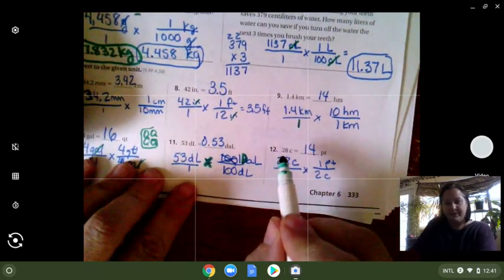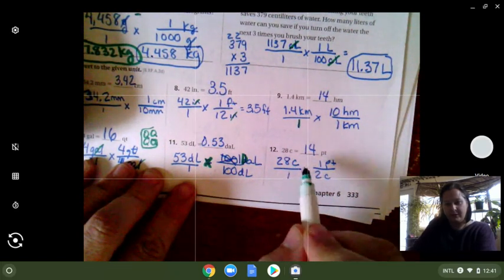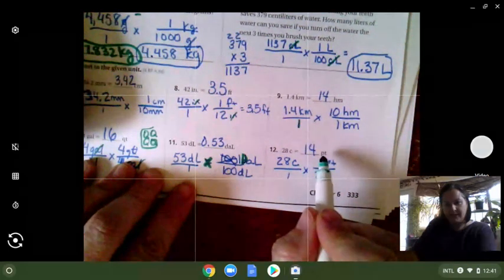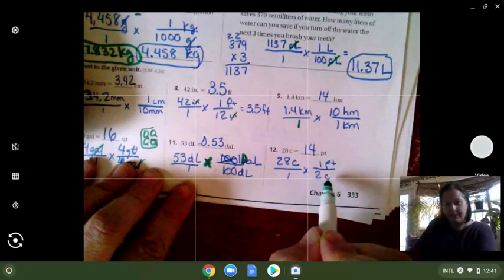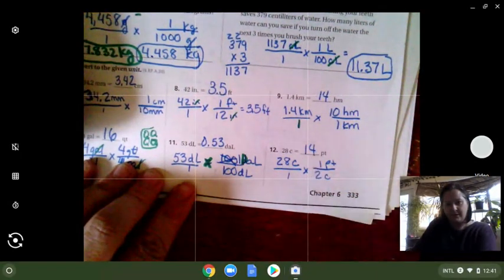All right, so we start here with 28 cups, and we put that over 1. We're going to multiply times our conversion factor, cups on the bottom, and we're changing it into pints, so pints on the top. There's 2 cups in a pint. 28 divided by 2 is 14.